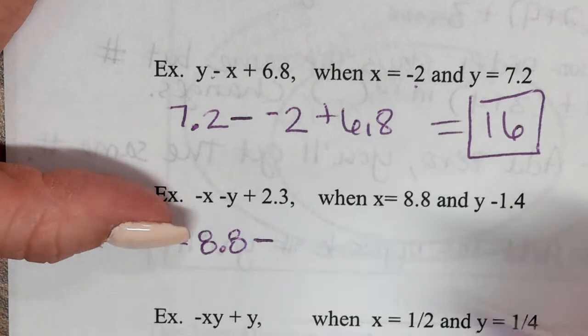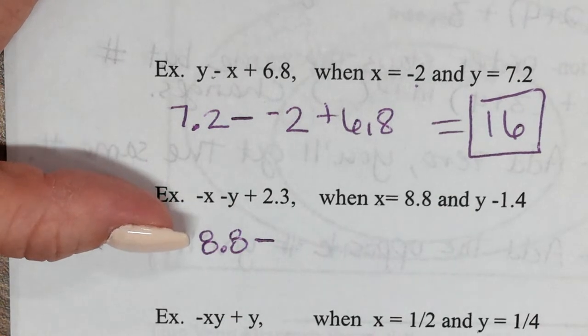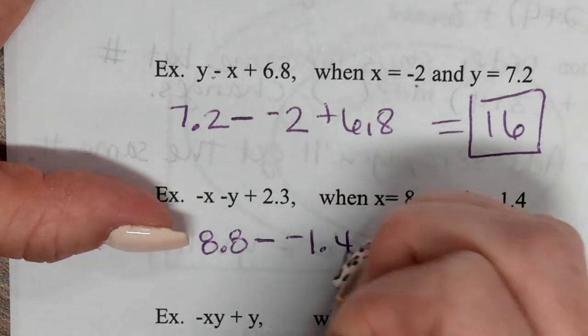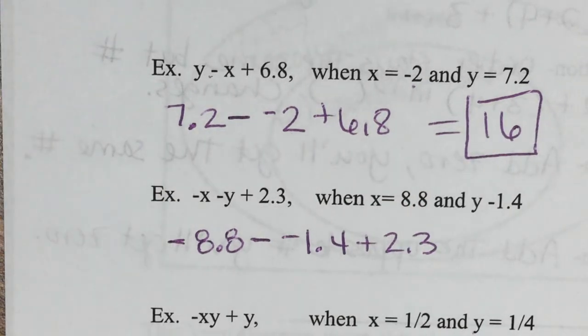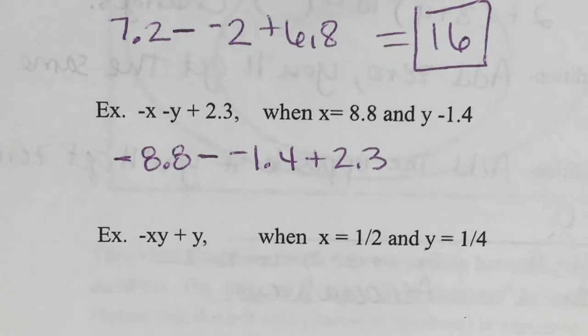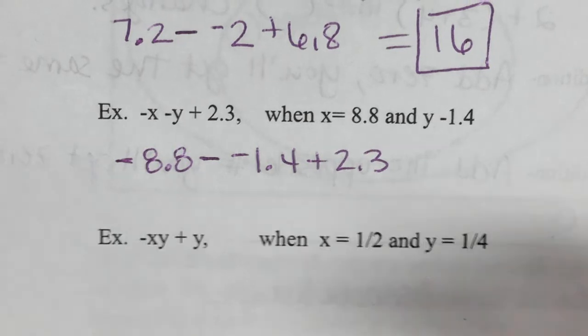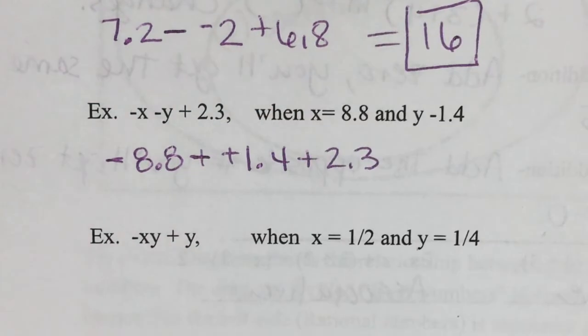All right, now I put in Y. What is Y? -1.4 plus 2.3. Could you change, change if you wanted to? Yes. Do you have to with your calculator? No, it's totally up to you. If I want, I could go like this and put it in -8.8 plus 1.4 plus 2.3. What'd y'all get?